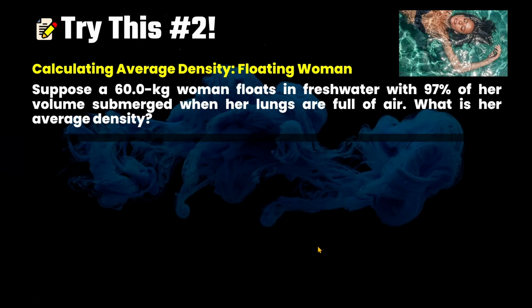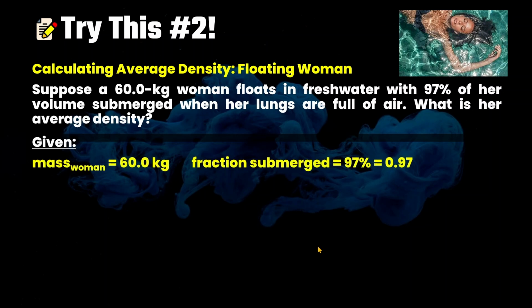Let's calculate the average density of a floating woman. Suppose a 60 kilogram woman floats in fresh water with 97% of her volume submerged when her lungs are full of air. So what's her average density? Again, you have to write the information given in the problem first. The mass of the woman is 60 kilograms. Fraction submerged is 97%. This represents the volume submerged when her lungs are full of air.